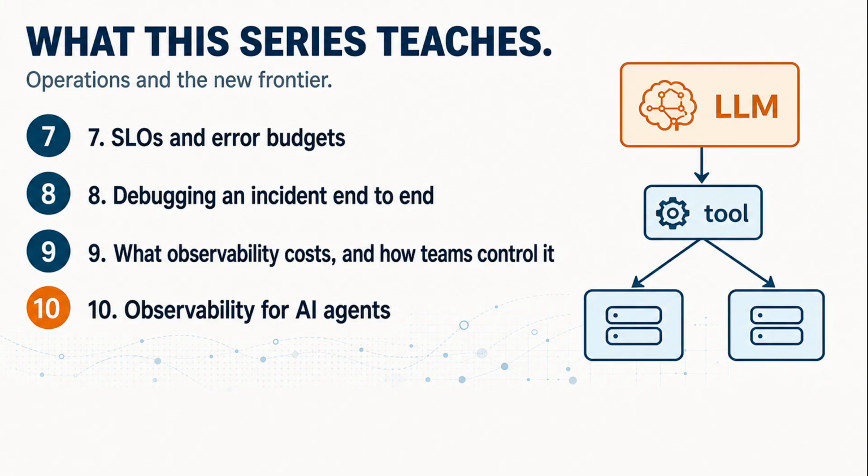SLOs and error budgets, which is the language production teams use to negotiate reliability. Debugging an actual incident end to end. What observability costs and how teams keep it from getting expensive. And the newest corner, observability for AI agents. That last one is the corner most engineers have not touched yet. True, and it might be the first place a new grad ever has to instrument something. That sets up everything else the series builds on.